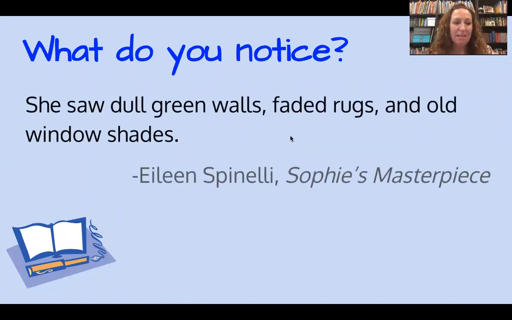Here's the sentence. She saw dull green walls, faded rugs, and old window shades. What do you notice Eileen Spinelli did as a writer when she wrote this sentence? What are some things that you notice? Take a look.